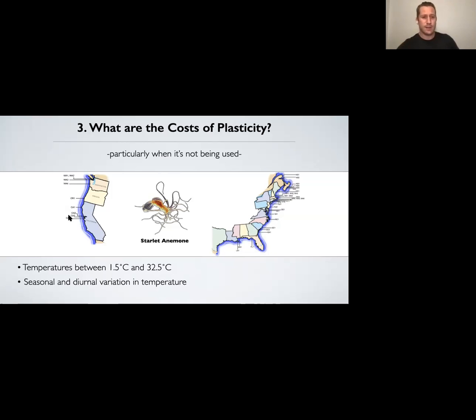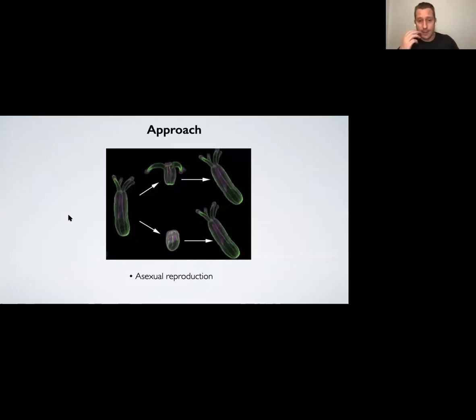I specifically chose to focus on them because they reproduce sexually and asexually. We can actually promote asexual reproduction simply by cutting them in half with a razor blade. And over the course of a week or two, depending on the temperature that they're regenerating at, they'll actually regenerate their entire body plan. So you end up with 2 clones of a single genotype. So we can get entire colonies of anemones that are all clones of a single genotype.